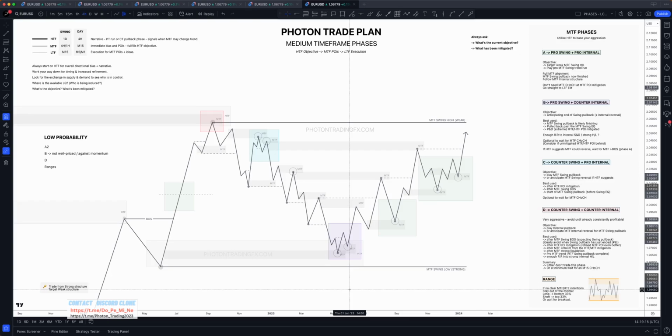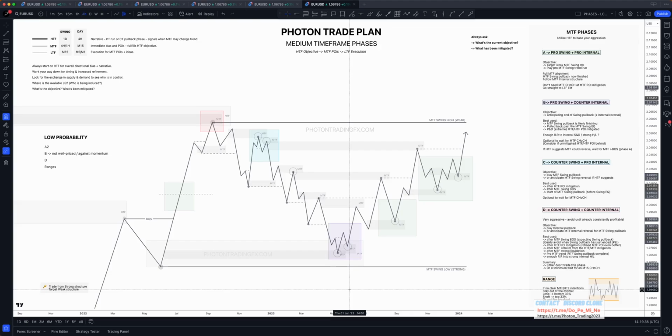So really, in my opinion, what defines probability is wrapping your head around the medium time frame phases cheat sheet. If you haven't seen this original lesson, I'll link it below in the notes below the video. Please make sure you're very comfortable with it. If you've been here a while in Photon, or if you've watched the course already, you should get this.